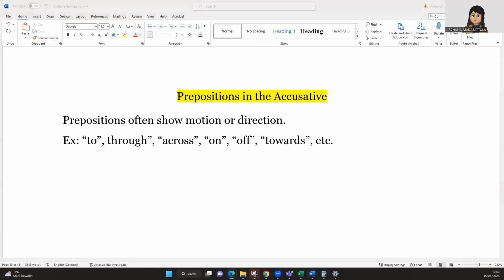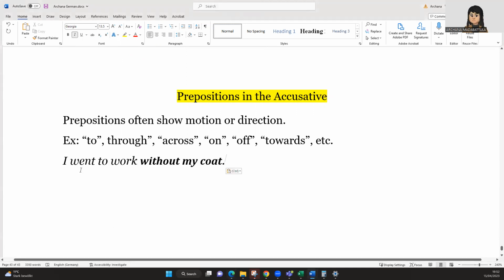Example of accusative prepositions: I went to work without my coat. In German: ich bin ohne meine Mantel zur Arbeit gegangen. Coat is called Mantel. This is an example of the accusative form. If you remember, the accusative is the direct object, and here the coat is the direct object.